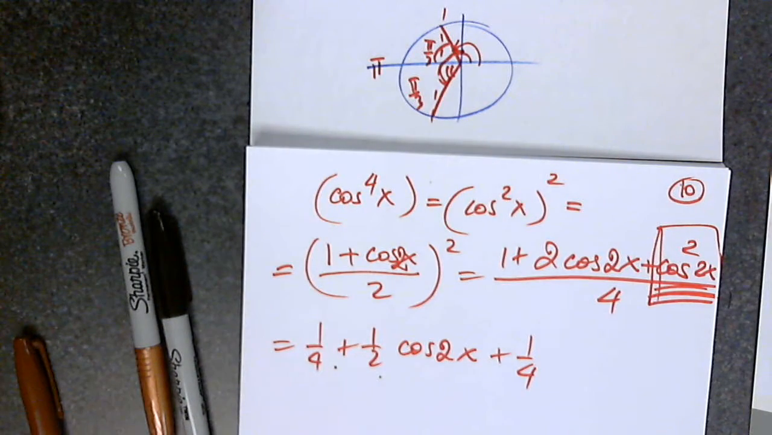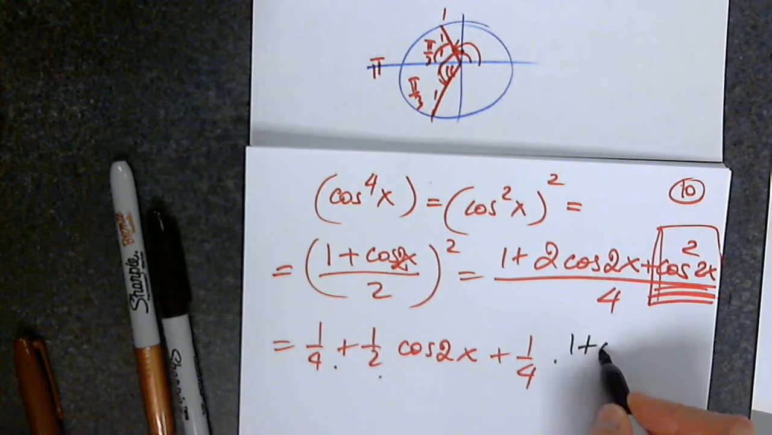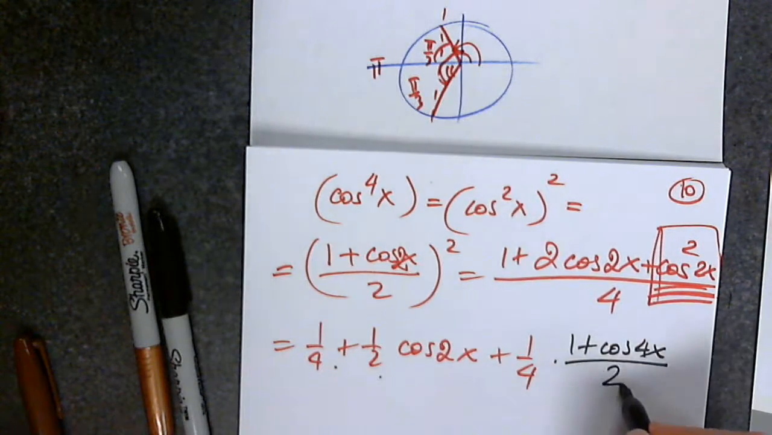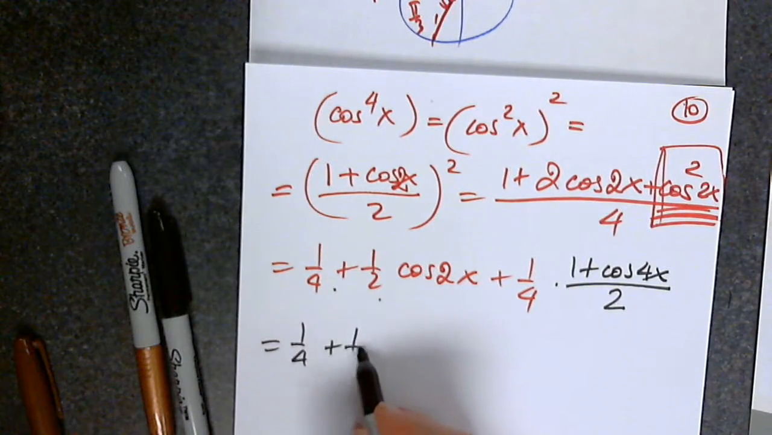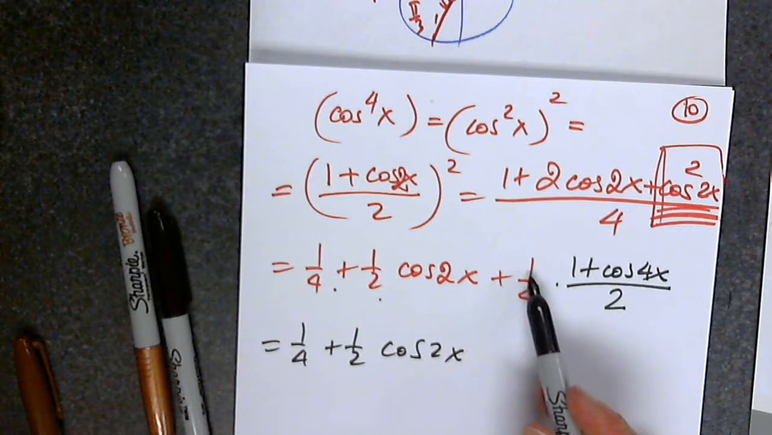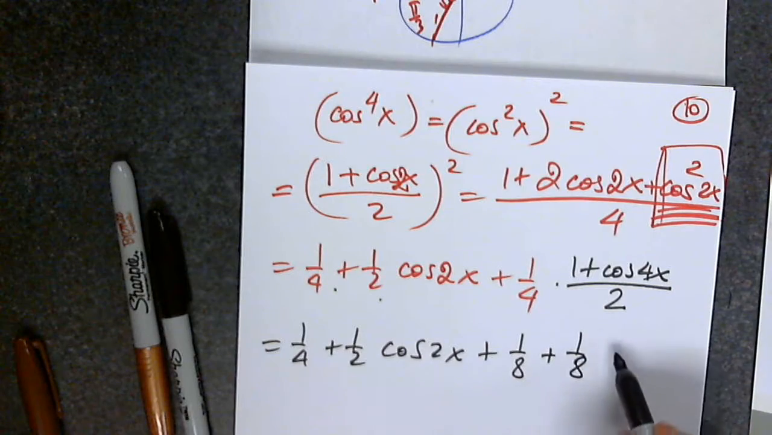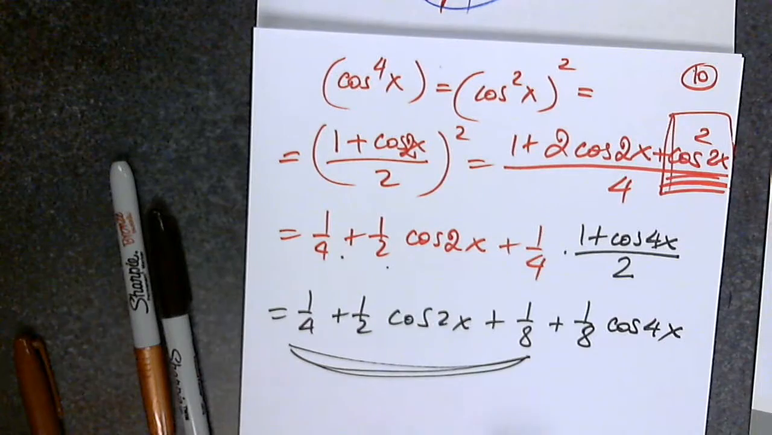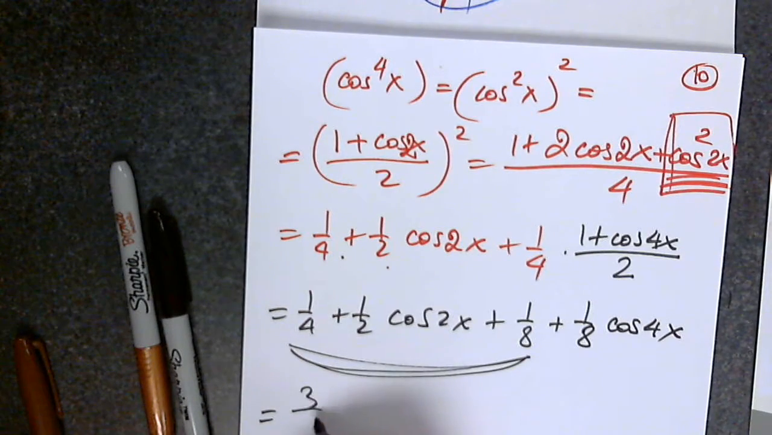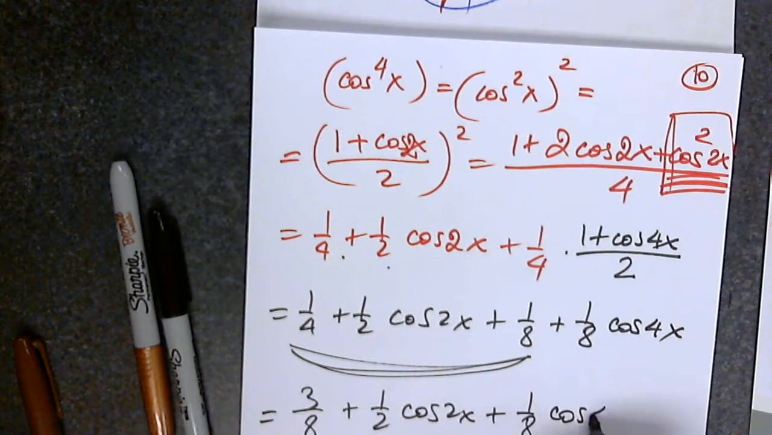What do I change cosine squared of 2x into? 1 plus cosine 4x over 2. And that will be the final step. So 1/4 plus 1/2 cosine 2x, 1 over 4 times 1 over 2 plus 1 over 8 plus 1 over 8 cosine 4x. And yes, you have to add these two. So this is 3 over 8 plus 1 over 2 cosine 2x plus 1 over 8 cosine 4x.